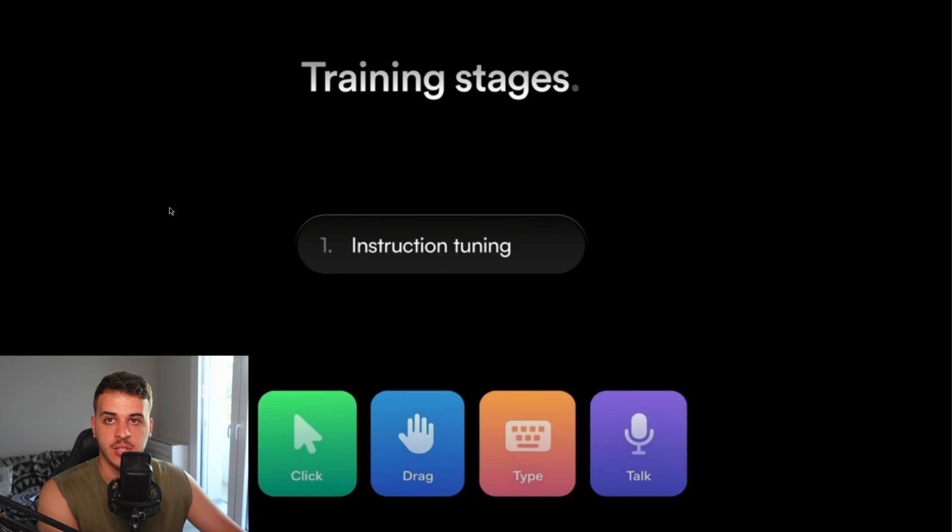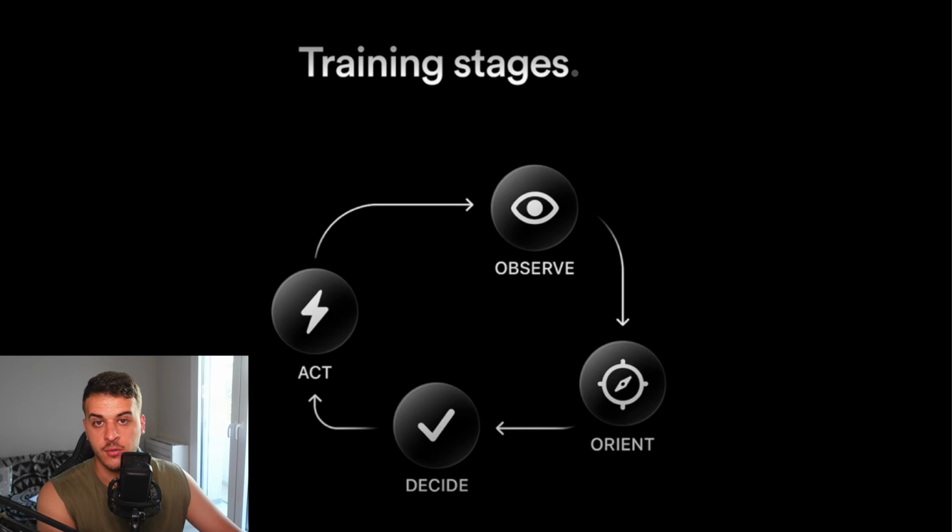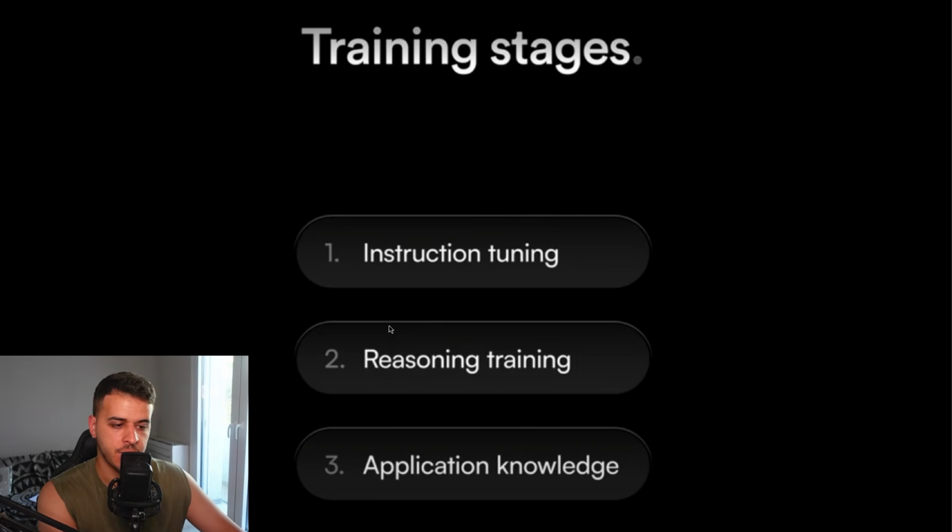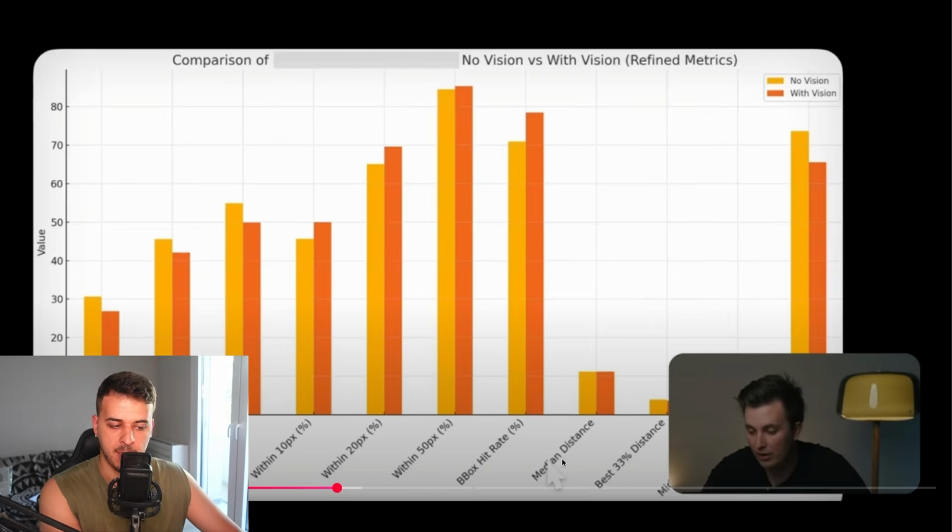So training stages, how did they train this? They did instruction tuning to click, to drag, to type, and talk. So these are the 4 things that they trained the model for. Instruction tuning, they just tuned an already available model. They said that they use mostly open source tools. The way they trained this was observe, orient, decide, act. So this is pure reinforcement learning. And the training they did is reasoning training. And of course, they had to embed application knowledge.